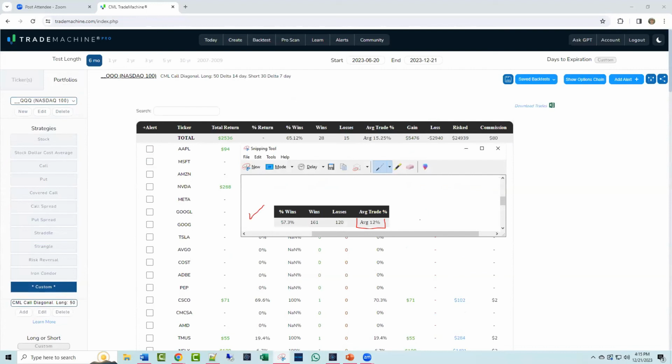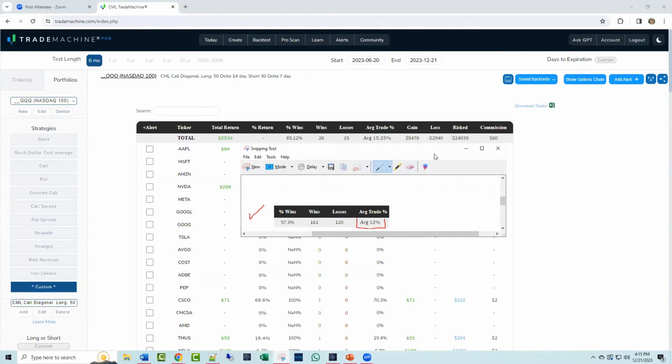So what we're looking for is consistency. We were getting 12% per week over the last 3 years and 15% over the last 6 months. I wouldn't say these numbers are actually different. This is very few trades. The win rate is 65% versus 57%. It looks like the signal's holding up. This is kind of what you want to see.